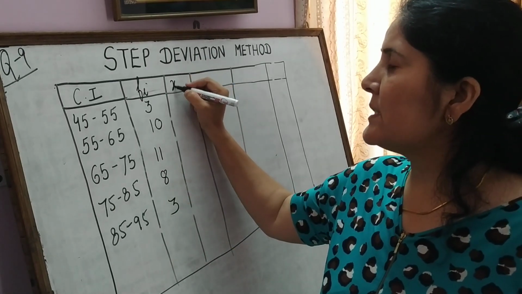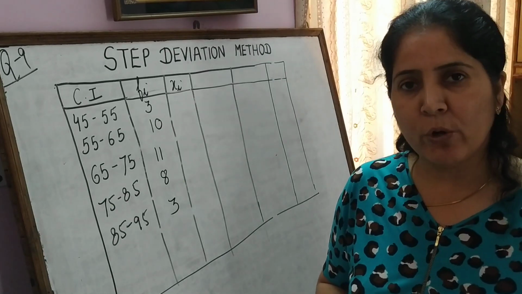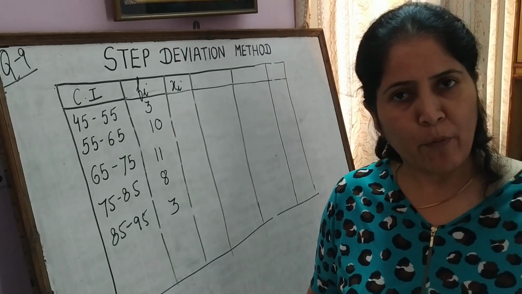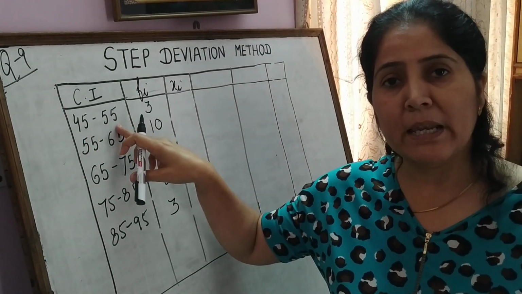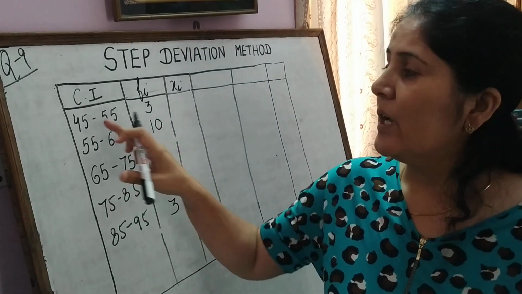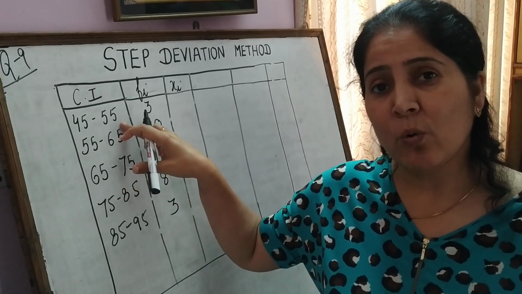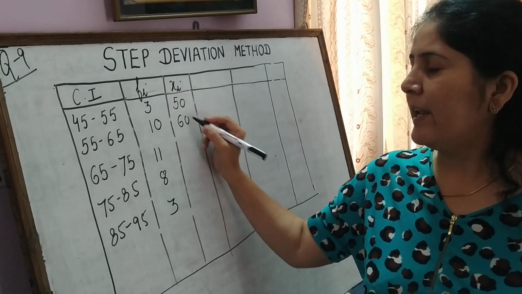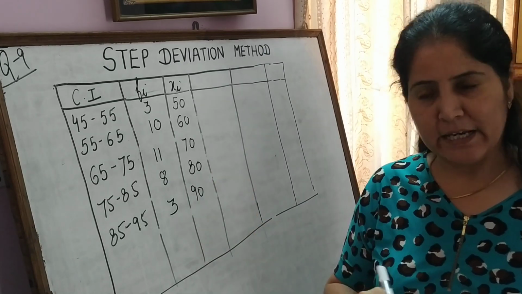In my next column, we are going to find the xi. In my last video also, I told you that the formula to find xi is upper limit plus lower limit upon 2. In my first class interval, the lower limit is 45 and the upper limit is 55. Let us add both limits and divide by 2. So 45 plus 55 is equal to 100, and 100 divided by 2 is equal to 50. In the very same way, the next xi will be 60, 70, 80 and 90.